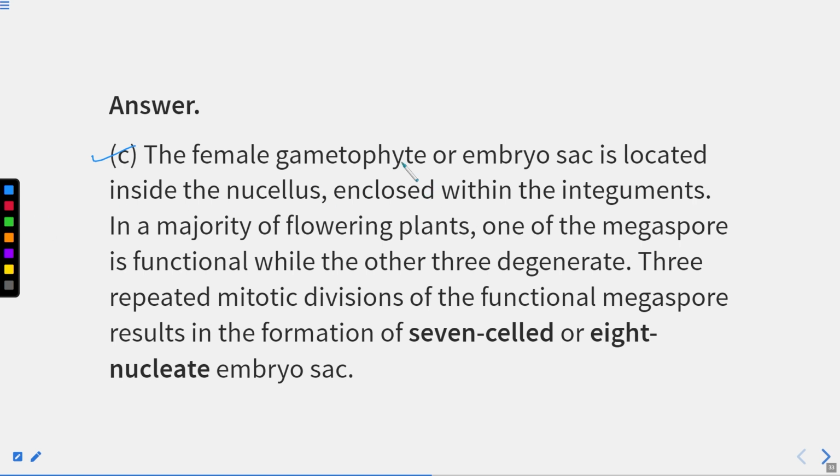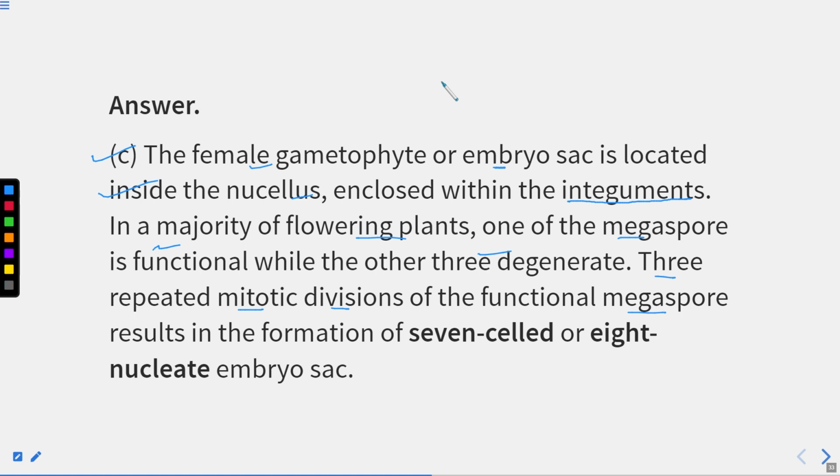The female gametophyte or embryo sac. Female gametophyte is also known as the embryo sac, and is located inside the nucellus. This you already know. And this nucellus is enclosed within the integuments. Now, in the majority of flowering plants, one of the megaspores is functional, while the other 3 degenerate. This also we have seen. 3 repeated mitotic divisions of the functional megaspore.